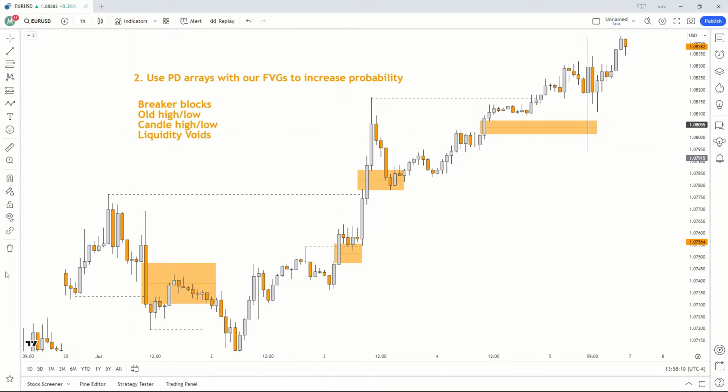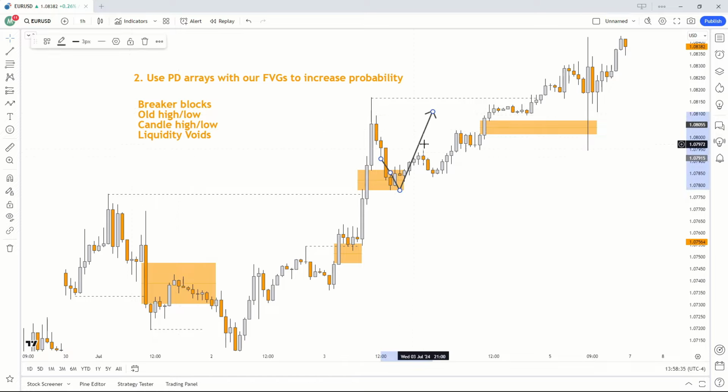Now, with each fair value gap, as a trader, how are you meant to know if market may simply touch into the entry of our fair value gap, or if market may fill our fair value gap completely? How are you meant to know as a trader? This is what we use: an additional confluence such as a PD array. My favorites are breaker blocks and old highs and old lows, or candle highs and candle lows.